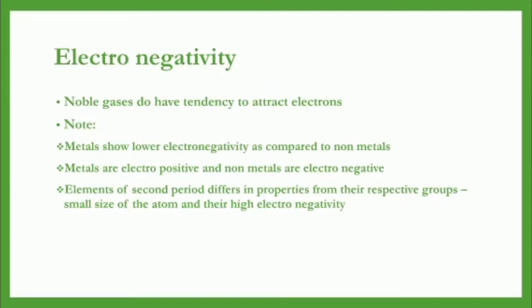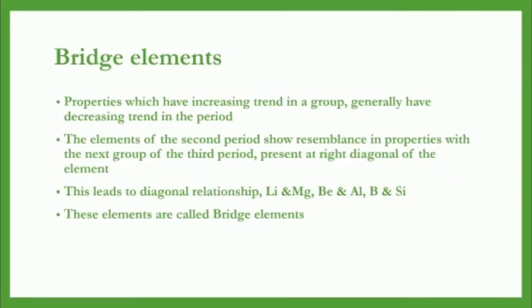Next one, elements of the second period differ in properties from their respective groups, due to the smaller size of the atom and their electronegativity. Here come the bridge elements. Last year itself we have studied the bridge elements. What we have studied is that the elements of the second period show resemblance in properties with the next group element of the third period, present at the right diagonal of the element. You can refer to your 9th standard book also.